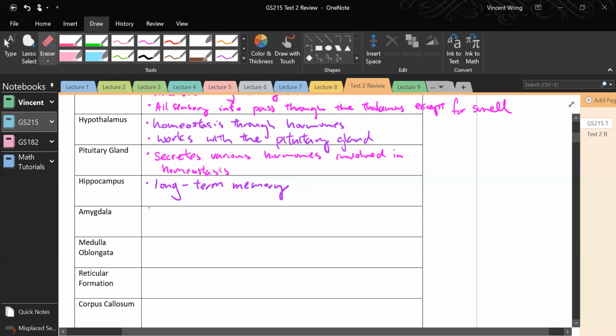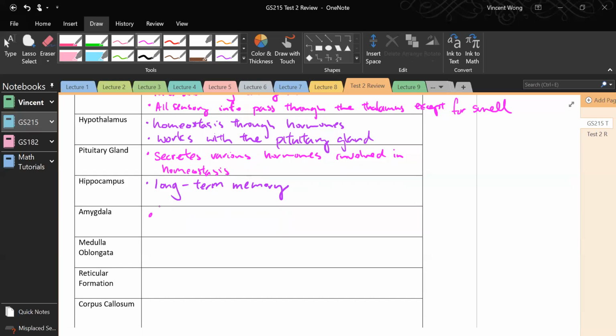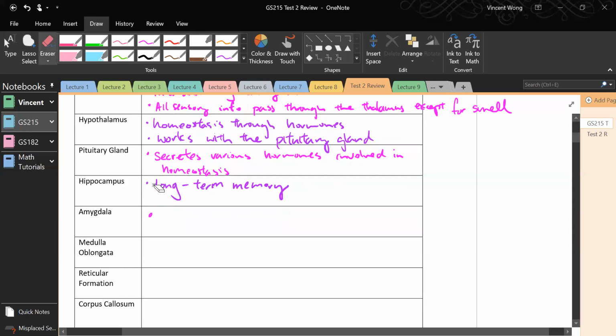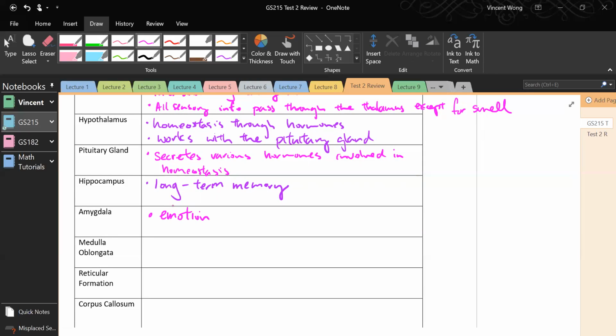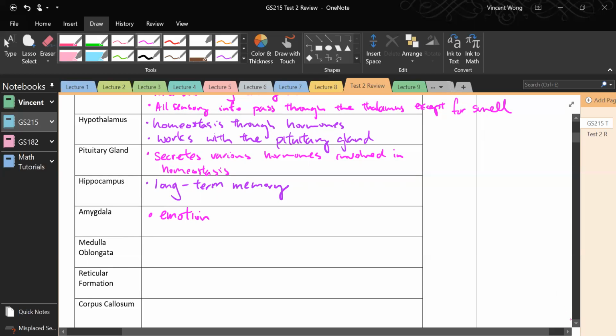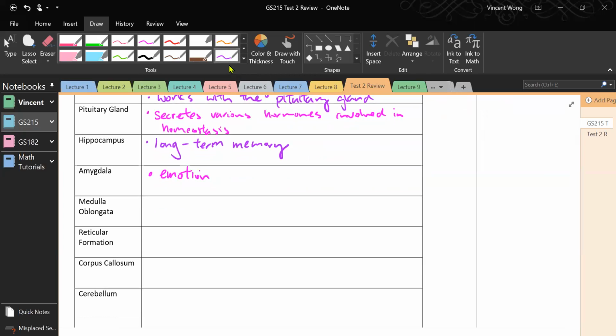Amygdala. What does the amygdala do? Anyone? In one word, what does the amygdala do? Help me out here, guys. Thank you, Jyoti. That is emotion. It is also part of your limbic system. All those feelings that you had when you experienced something pleasant or unpleasant, those emotionally charged scenarios, it's part of the amygdala. You will have no emotion if you damage your amygdala.